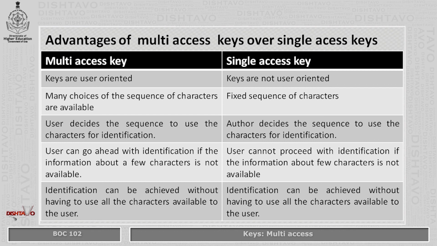In multi-access keys, the user can go ahead with identification if the information about a few characters is not available, whereas in single access keys, the user cannot proceed with identification if the information about a few characters is not available. For example, if a plant is not found in fruiting condition and the characters of fruit are not available, one cannot proceed with the single access key if the very first character used in this key is about the fruit. Then in multi-access keys, identification can be achieved without having to use all characters available to the user, whereas in single access keys, identification cannot be achieved without having to use all the characters available to the user.